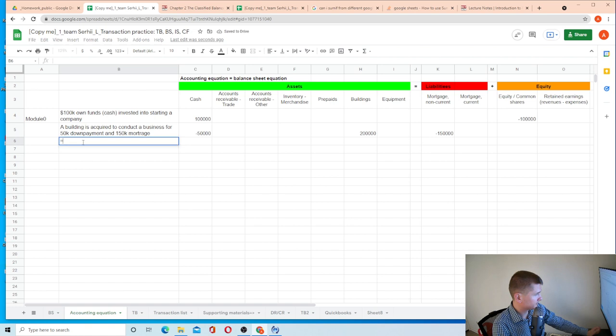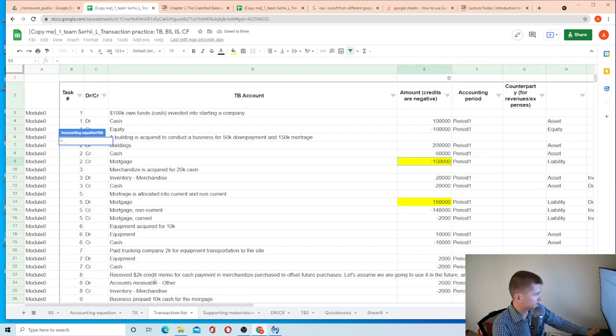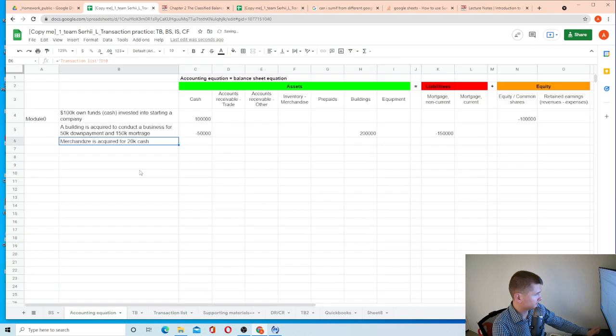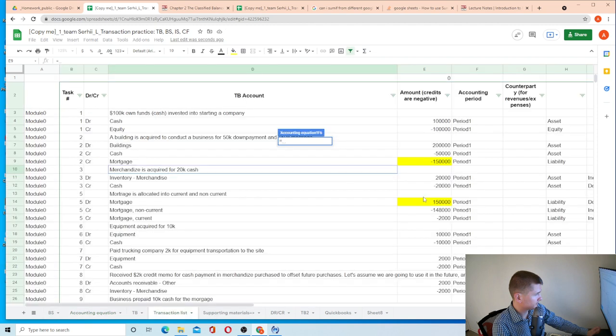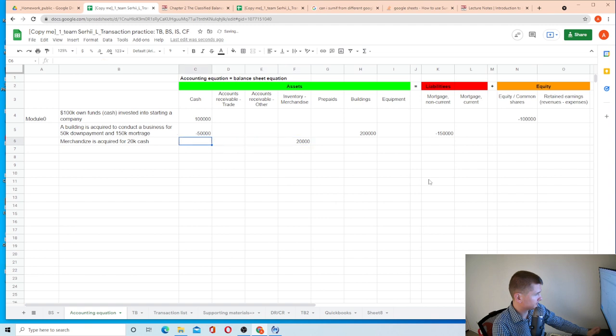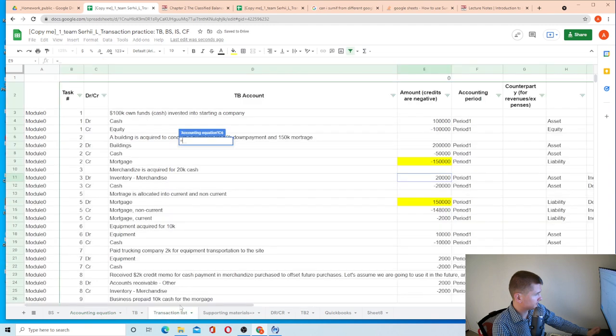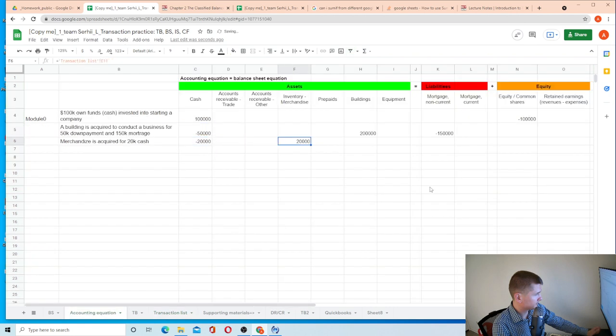And the third entry, what is that? Merchandise is acquired for $20,000. So merchandise will be inventory, and we acquired it with cash. Credit cash.